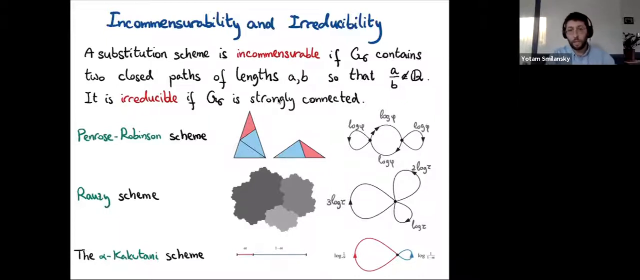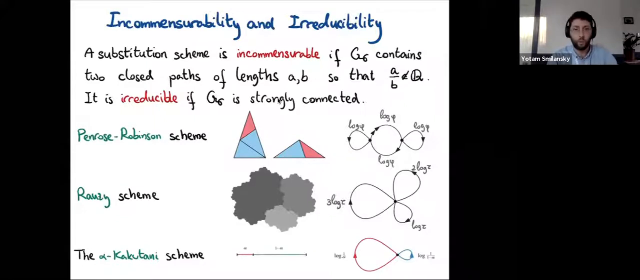So incommensurability is a generic property. It holds for our squares, it holds for the triangles that I've been showing you. And the commensurable examples are beautiful, they're well studied, they have very special properties, but they're not our focus. We will focus on the incommensurable construction. And there is a good reason for that.